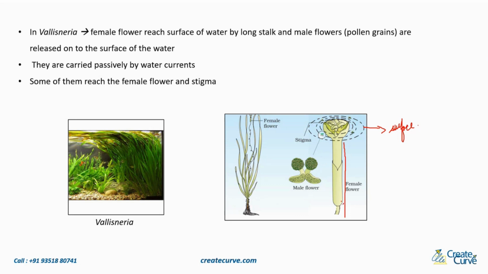Now the male flower, which has the pollen grains, is going to be inside the water itself. Can you see the male flower here? So in this case, you have the male and the female flowers separately. So is this a unisexual flower or is this a bisexual flower? What do you think? Vallisneria. Anybody?